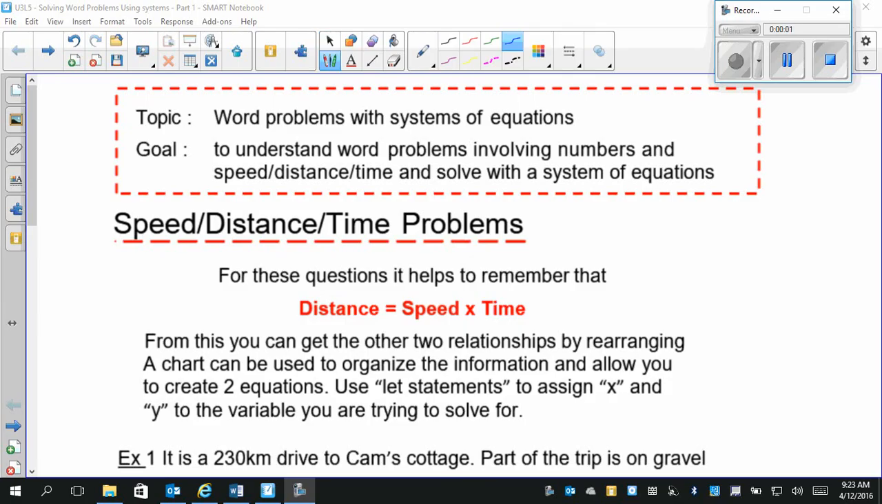Equations. Today we're going to start looking at word problems with systems of equations. So our goal today is to understand word problems involving numbers and speed, distance, time, and solve them with a system of equations. So we're going to start with speed, distance, time problems.